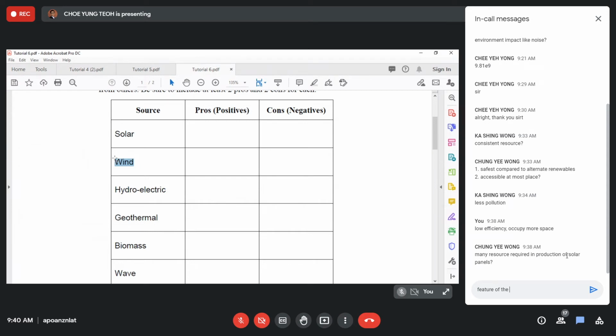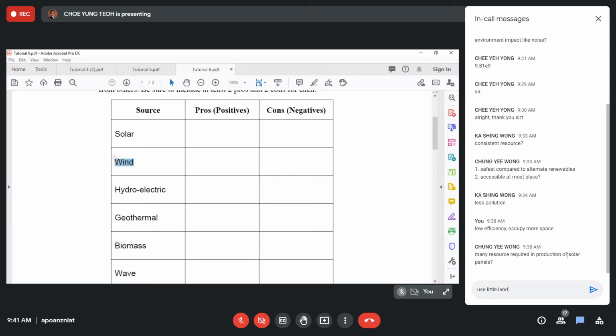Wind. Why do China and the US use so many wind power plants? Can I say that wind is widely available? Yes, I think compared to other sources, except solar, which is the best, most widely available, the second one will be wind. So if you compare to the other five types of renewable energy, wind is still very widely available.